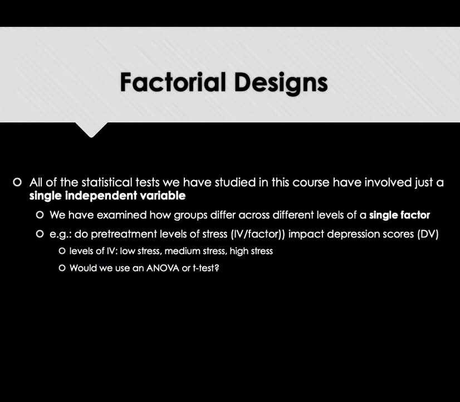For that, would we use an ANOVA or a t-test? Just to review, we would use an ANOVA, right? Because a t-test compares two group means, and ANOVA is what you would use if you have more than two group means that you're trying to compare. Maybe you have 3 or 4, and you don't want to do 3 or 4 t-tests because that would inflate your probability of making a type 1 error. And so you would use an ANOVA.